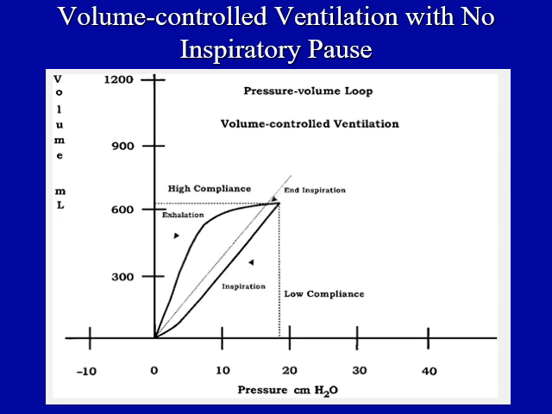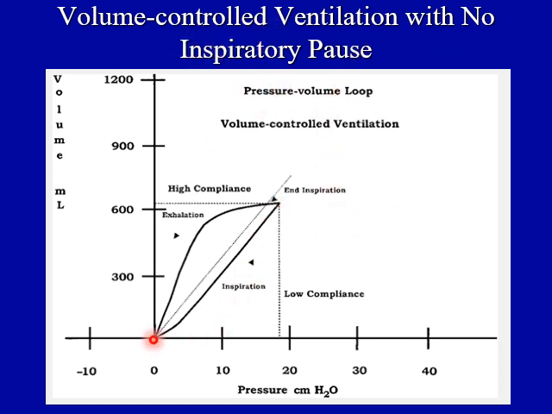So this is the pressure volume loop in a patient with volume control ventilation. We should not confuse it with the pressure volume loop seen in the cardiac cycle, where pressure is along the y-axis and volume is along the x-axis. In the respiratory system, it is plotted the opposite way, that is, pressure along the x-axis and volume along the y-axis.